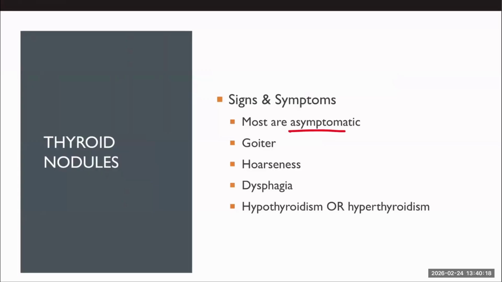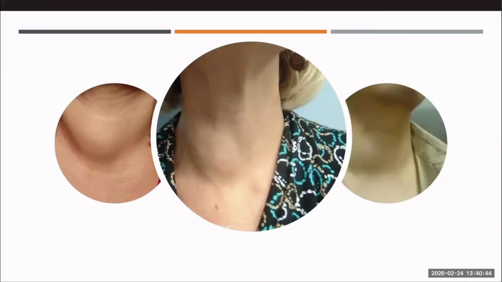Most are asymptomatic. They may have a goiter. The hoarseness and dysphagia are just mechanical problems due to the goiter in the neck. It's a space-occupying lesion. It's going to compress your airway and your esophagus, therefore causing those things to happen. It may be hypo or hyperthyroid. Those nodules, we don't know. It could be either, depending on how active they are. And here are some examples of what you'll see if someone has a nodule or a goiter. It's very subtle, but you can pick it up the more you look at normals and whatnot.